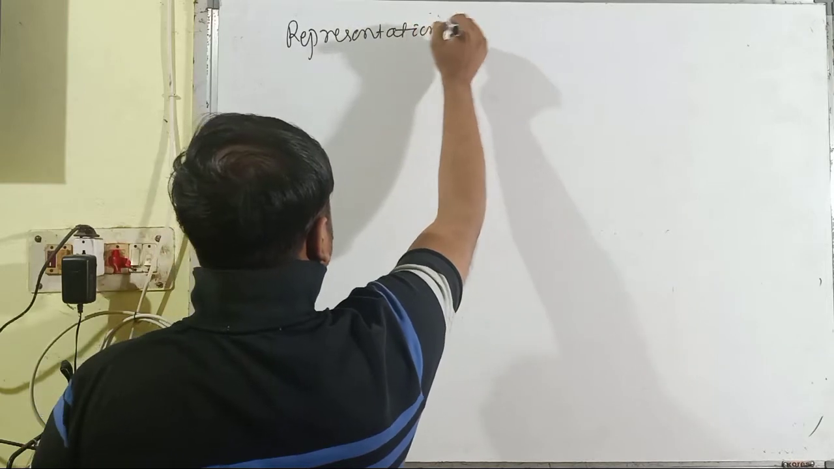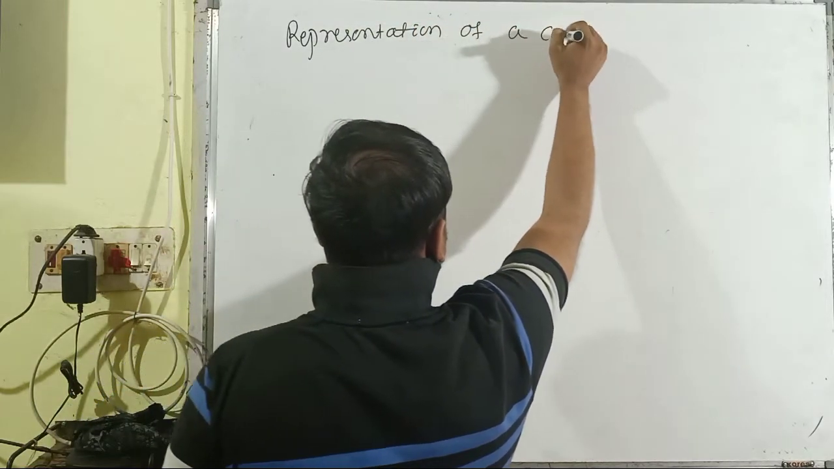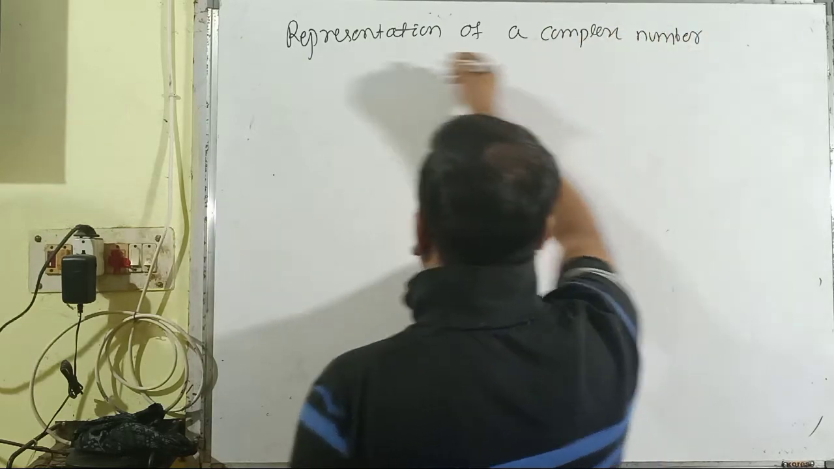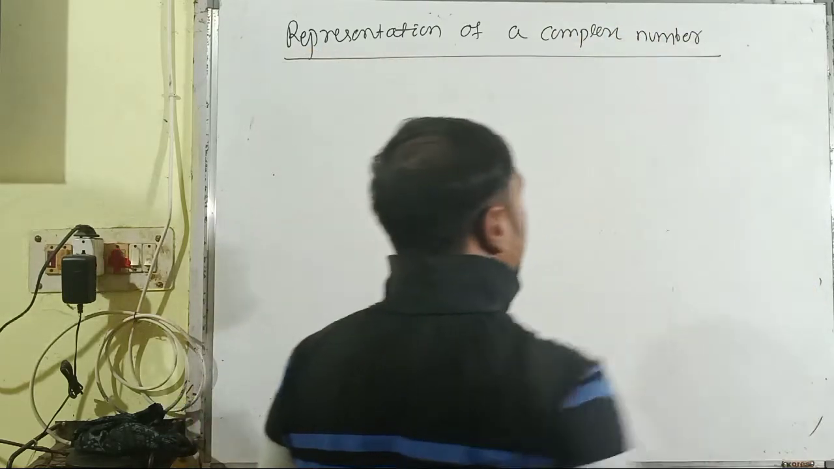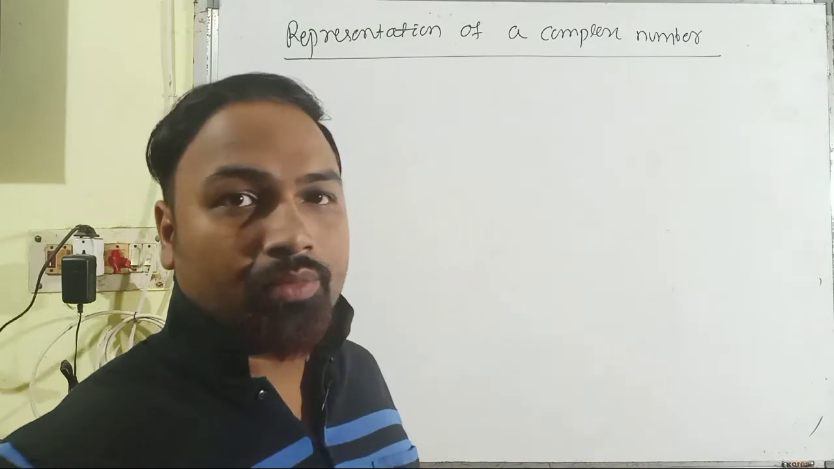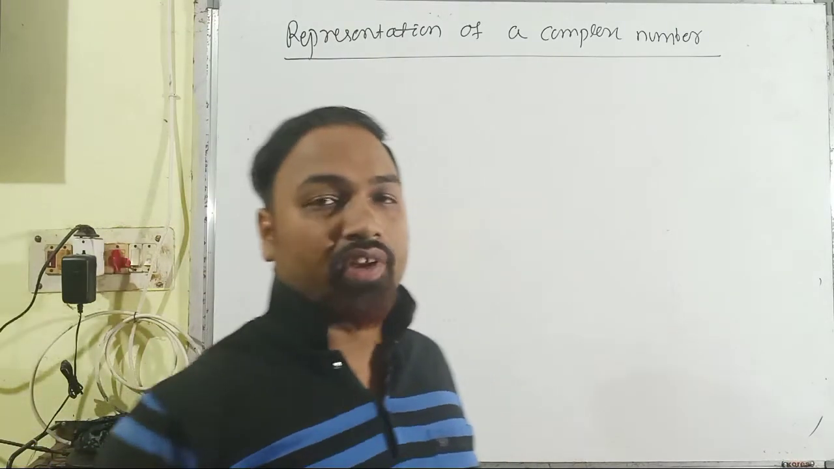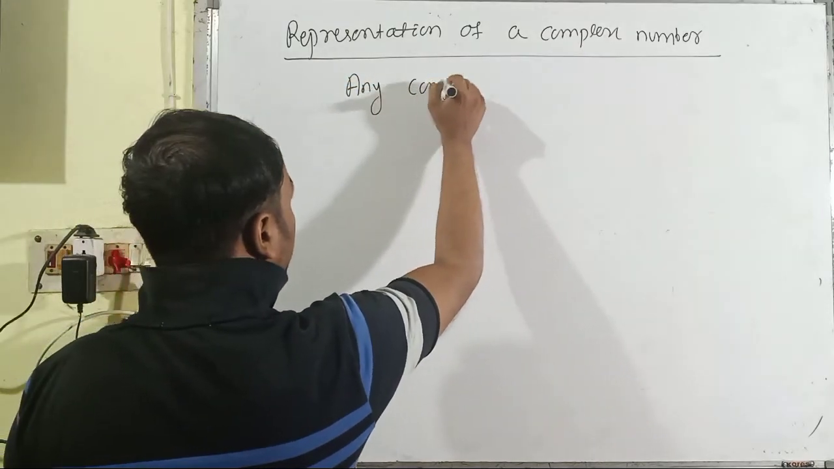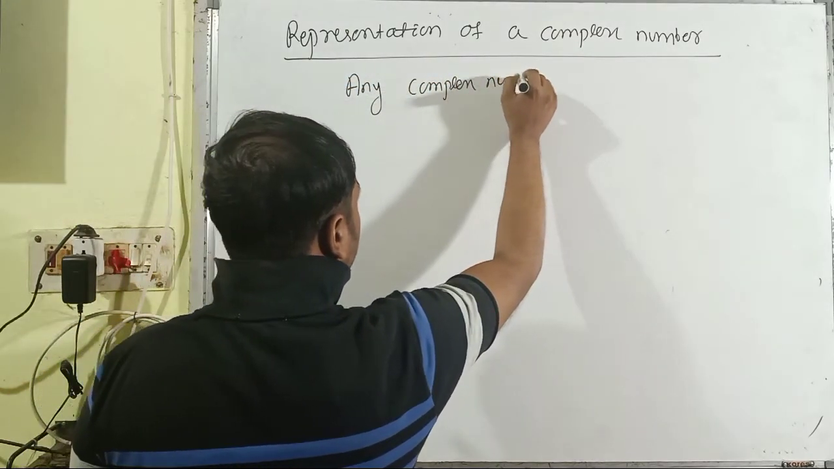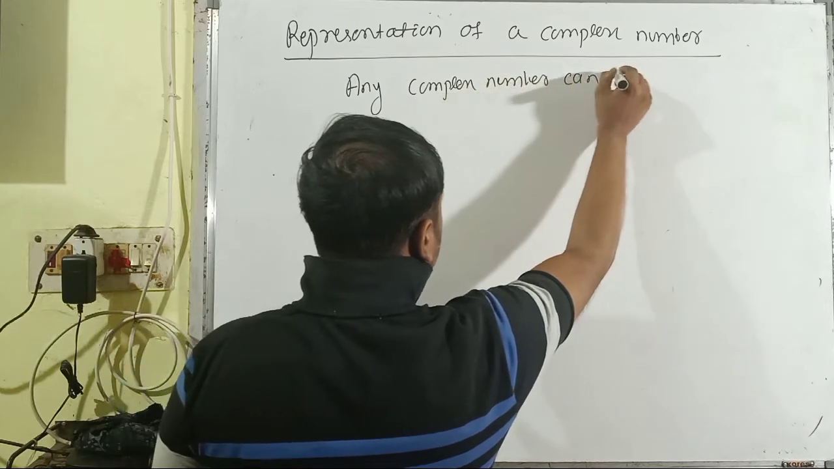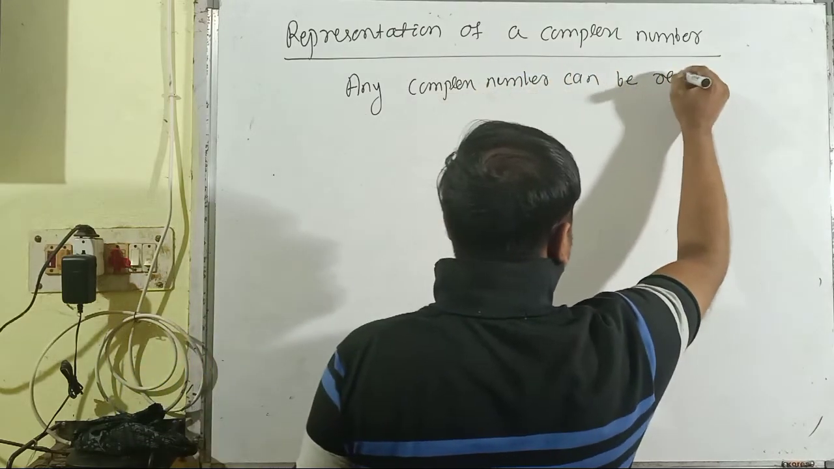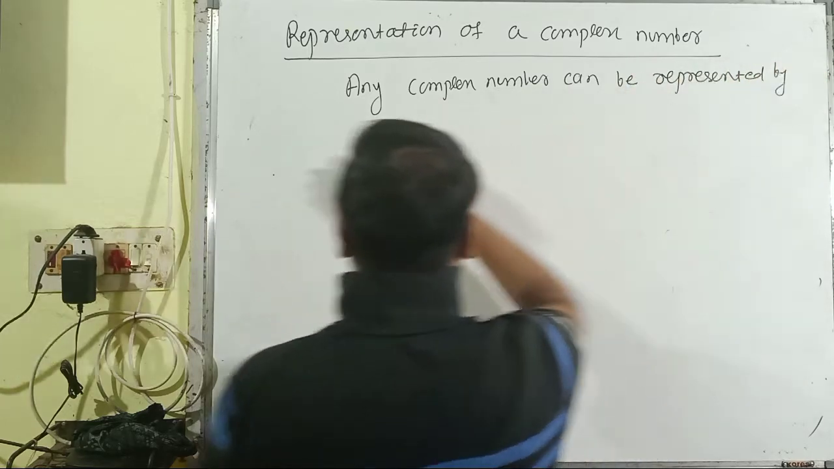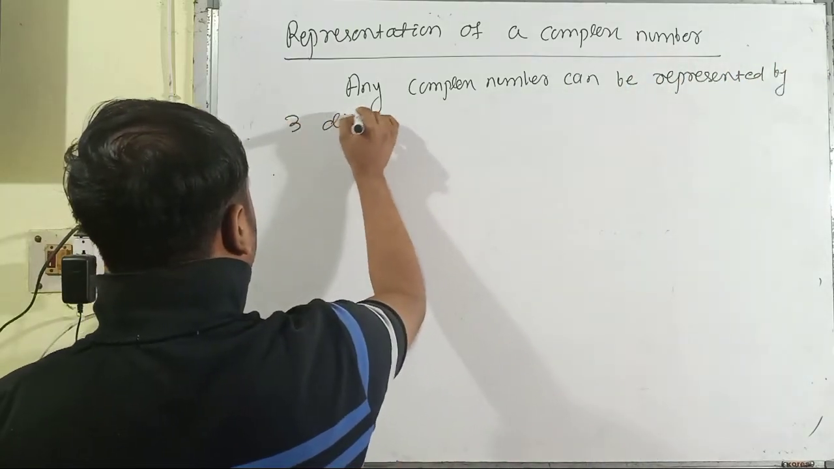Representation of a complex number. Any complex number can be represented by three different ways.